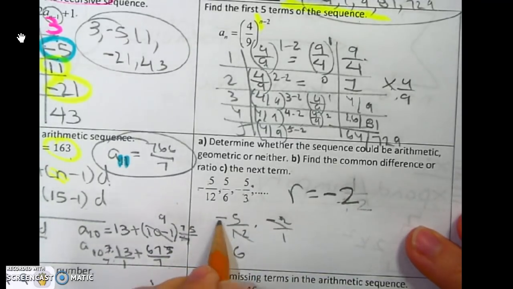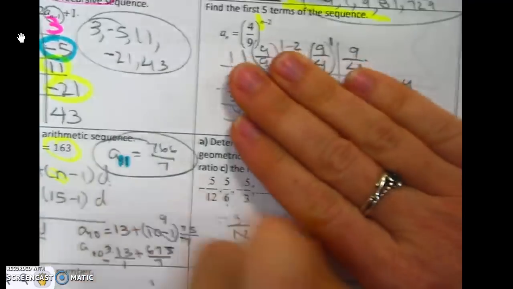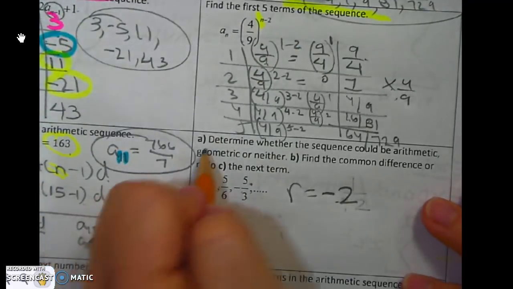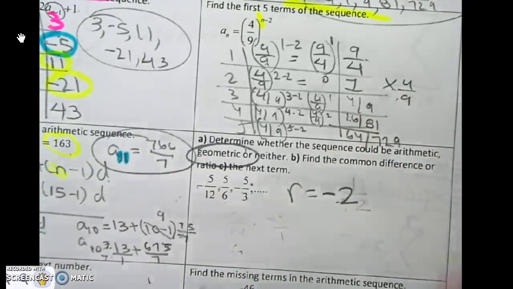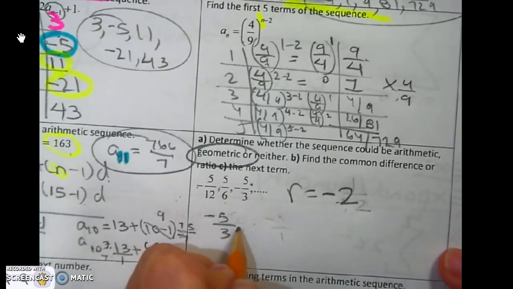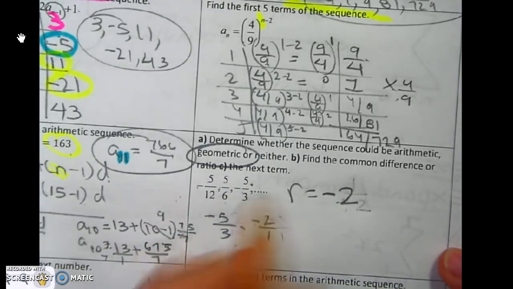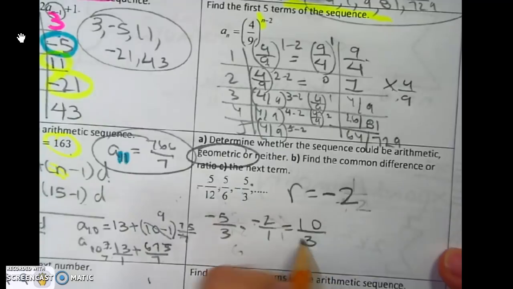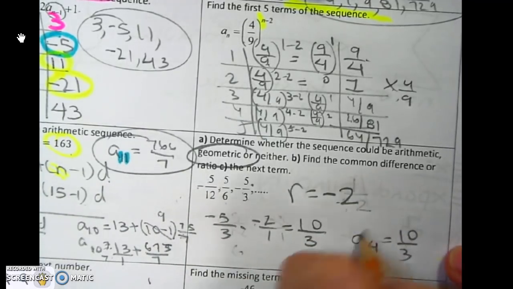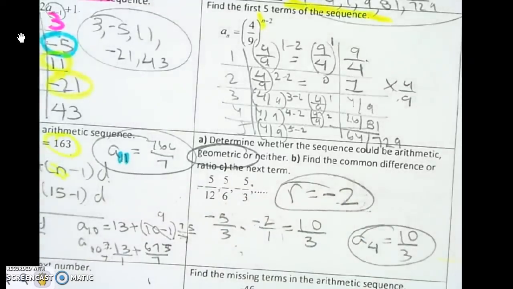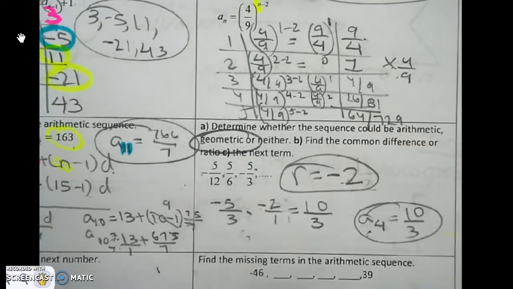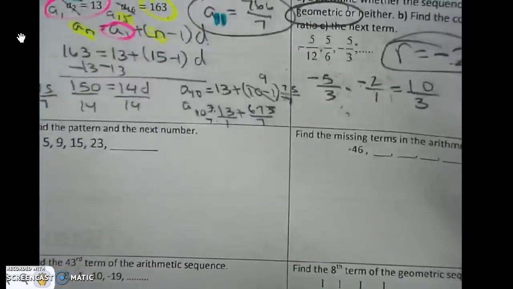That would turn into a 6. A negative and a negative make a positive. So because it's being multiplied, it's geometric. So geometric. And then find the next term. So now I'm going to multiply 5/3 negative times negative 2 over 1. Multiply across: 10/3. So a sub 4 equals 10/3. This is what I want. Make sure you're telling me that is the 4th term. Okay. All right, let's look at the next one.